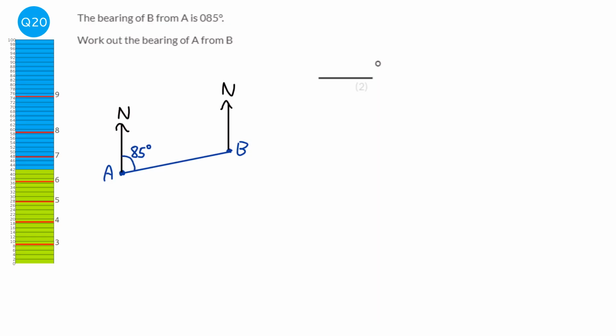So now it says work out the bearing of A from B. So the first thing we can do is actually just draw a line going down here. And we know that this angle here will also be 85 degrees, because of alternate angles. It's always best to write that down somewhere, so we can just put in brackets here alternate angles. And we know that this angle here is going to be 180 degrees, so it's a straight line.